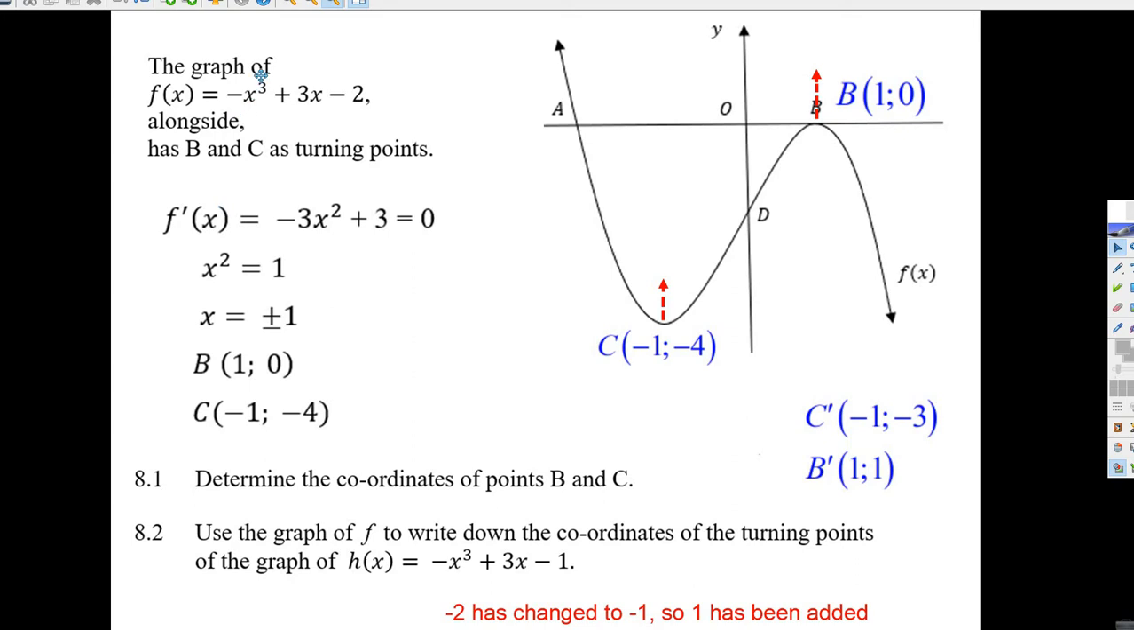In fact, that's what we do. We take the derivative of this: 3, the exponent, times the number in front, 3 times minus 1, and then subtract 1 from this exponent. So minus 3x squared. That's a 1 there. 1 times 3 is 3, and x to the 0 is just 1.